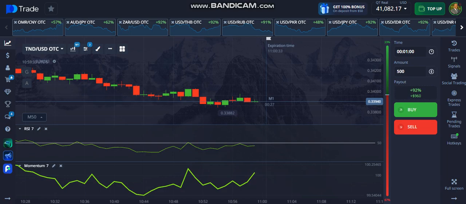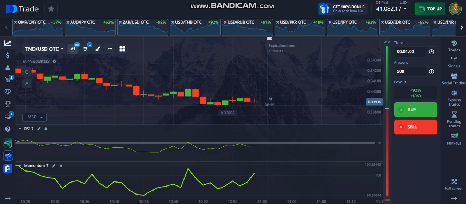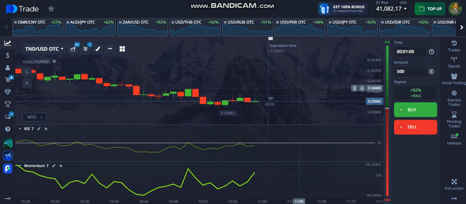Okay, now for my candlestick chart here, I have the candle set to 1 minute regular Japanese candles. And for my trade timer, I've also set the period to 1 minute. So I'll be taking fast 60-second trades. Okay, so I'm going to pause the video and look for some setups.